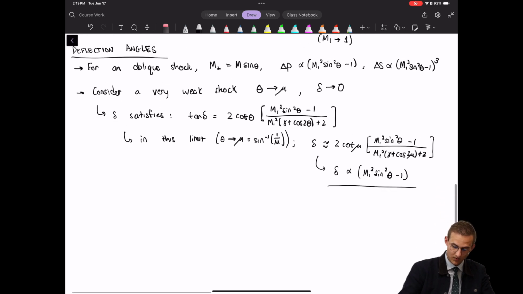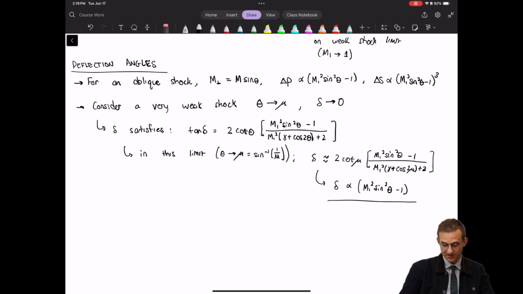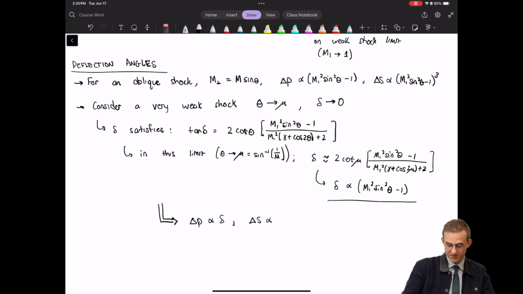So what does that mean? Okay, so we have that delta, the deflection angle, is proportional to M1 squared sine squared theta minus 1. Okay, and given the two arguments above about the pressure drop and the entropy drop, that means that we can state how both of those drops are related to the deflection angle, namely that the pressure drop is proportional to delta, but the entropy drop is proportional to delta to the third power. Okay, and this is the important fact.